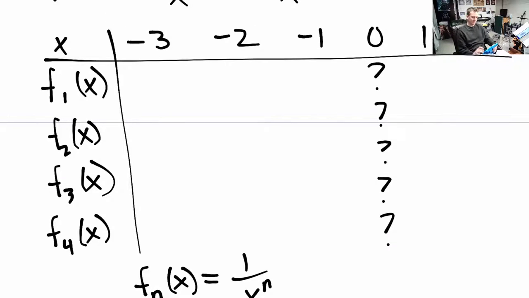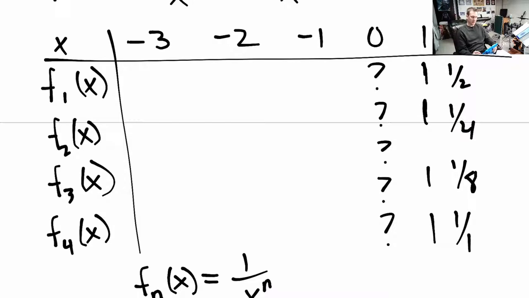1. Well, these are all 1 over 1, 1 over 1 squared, 1 over 1 cubed, 1 over 1 to the 4th. These are all 1s. 2. 1 over 2. 1 over 2 squared. 1 over 2 cubed. 1 over 2 to the 4th. 3. 1 over 3 to the 1st. 1 over 3 squared. 1 over 3 cubed. I think you get the idea here. This is just becoming more and more ridiculous. Right?